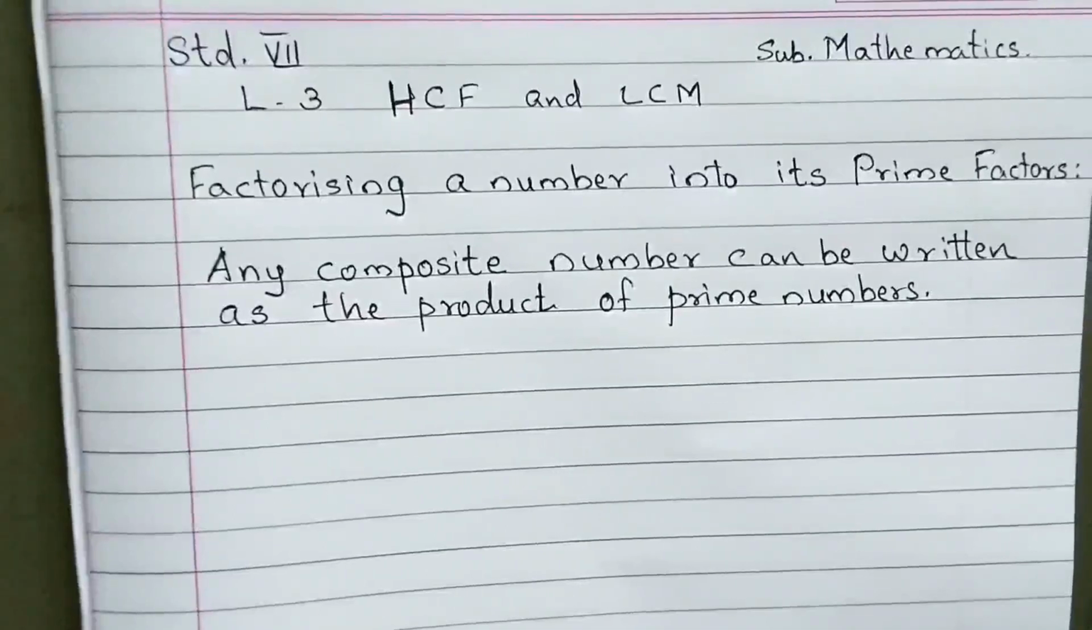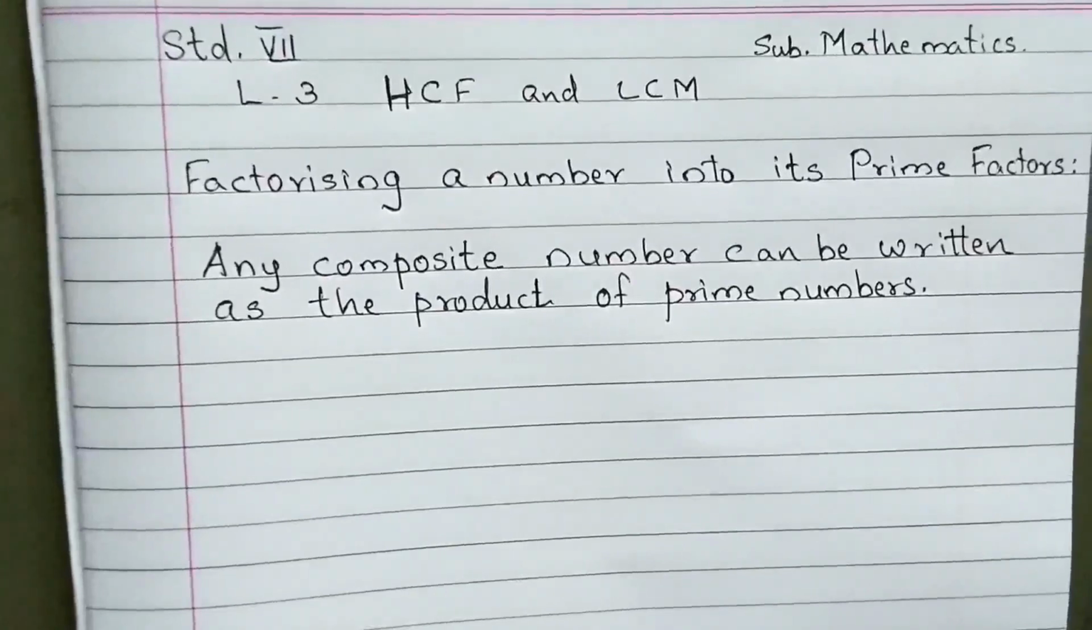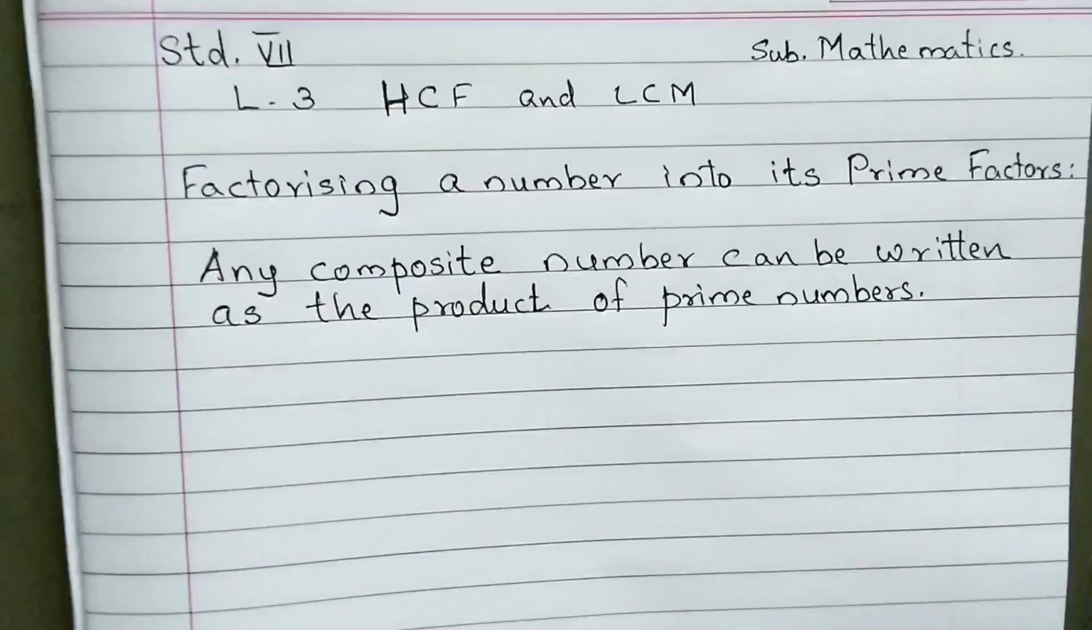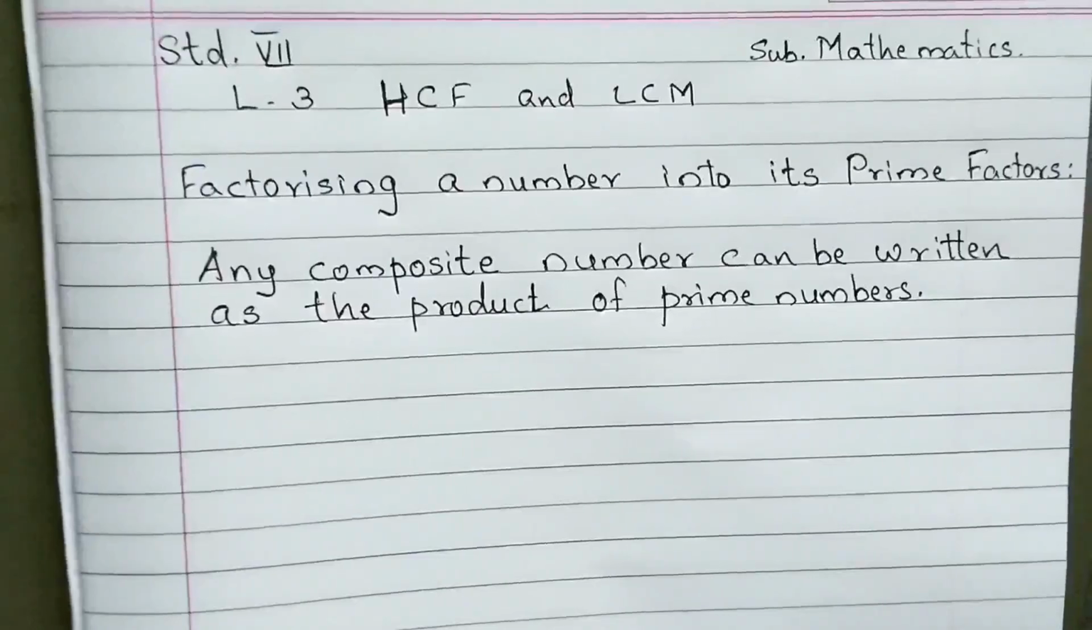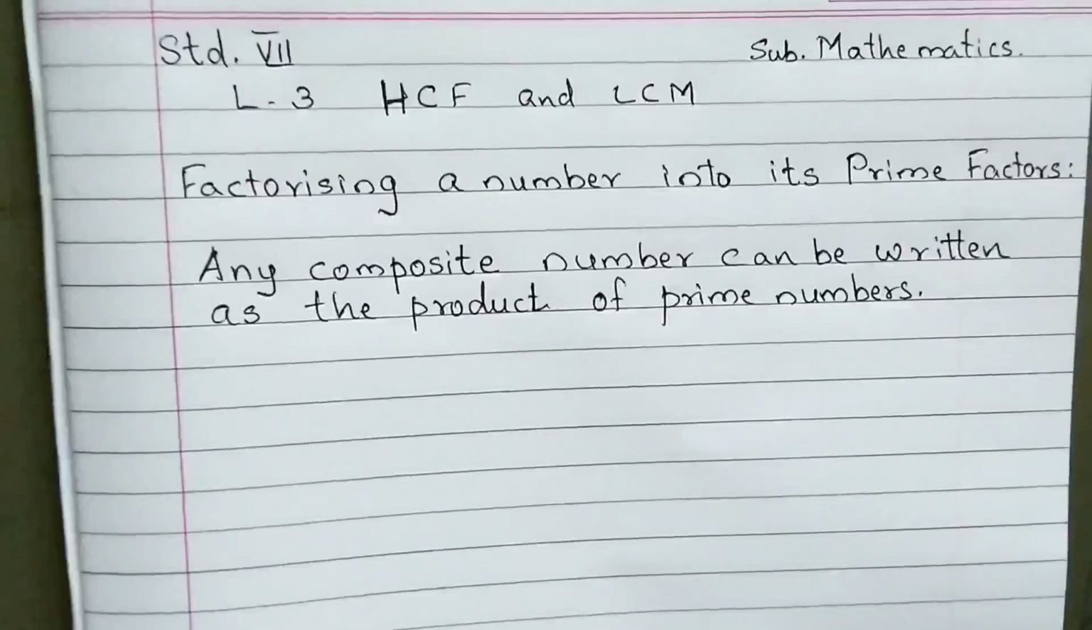Today we continue with the third chapter, HCF and LCM. Today we are going to take up the topic factorizing a number into its prime factors. According to the rule, any composite number can be written as the product of prime numbers. In the previous lecture, we learned what are prime numbers and what are composite numbers. Today, we are going to study how to write a composite number as the product of prime numbers.